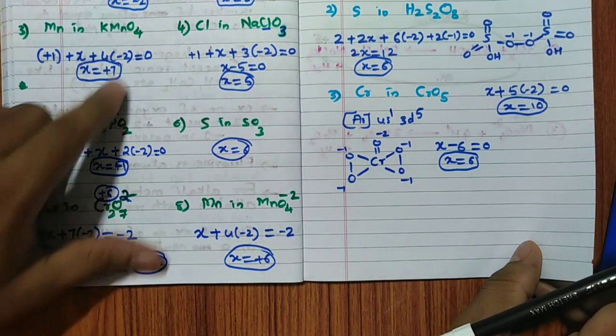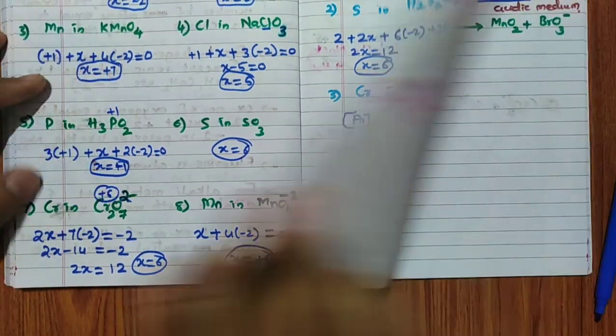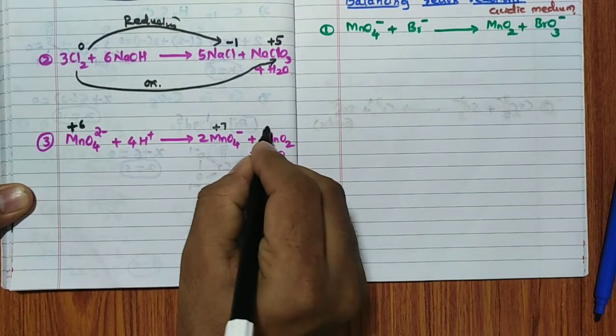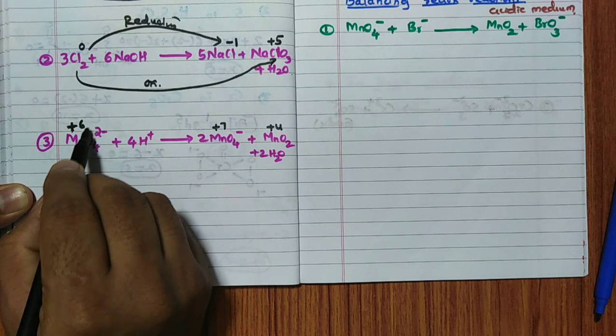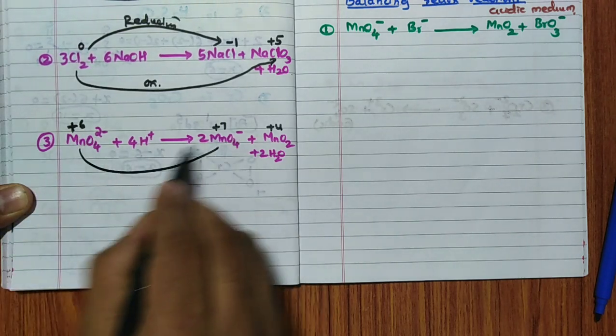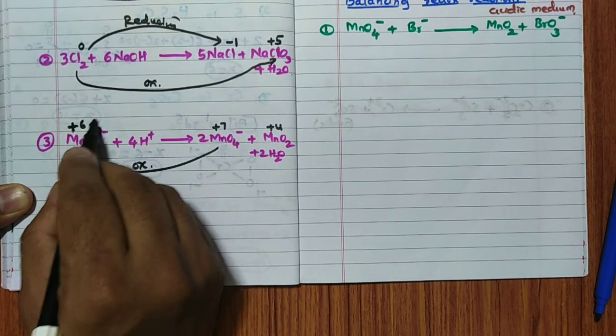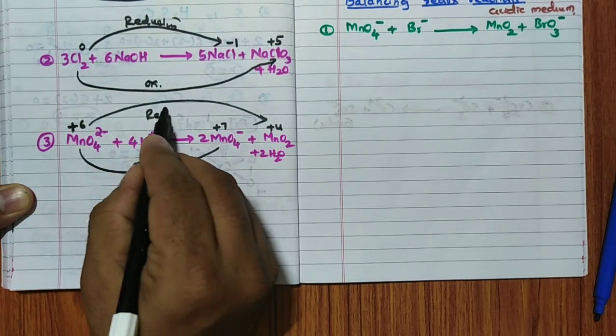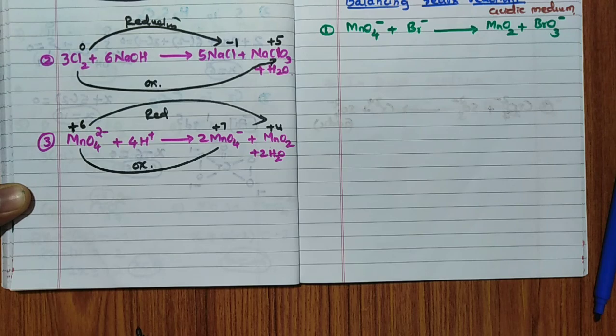KMnO4 is +7, nothing but MnO4 minus is also +7. So now it is +7, and MnO2 is +4. Now you can see Mn to Mn, 6 to 7 is oxidation, and 6 to 4 is reduction. This is called a disproportionation reaction.